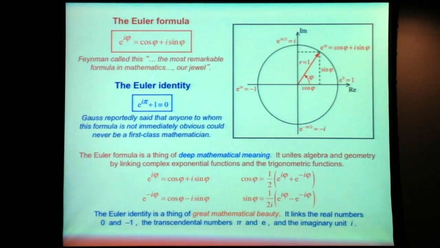So from this formula, if we consider the case that phi is equal to pi, okay, e to the i pi, well, the cosine of pi, cosine of 180 degrees, is -1. Okay? And the sine is 0. So if you just move things over to the other side, we get the so-called Euler identity, a beautiful mathematical object, e to the i pi plus 1 equals 0.